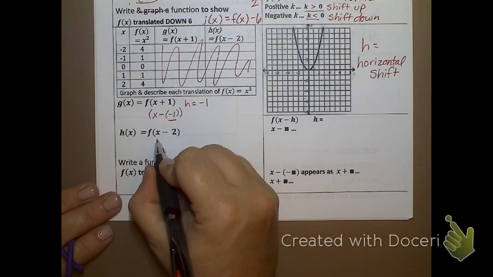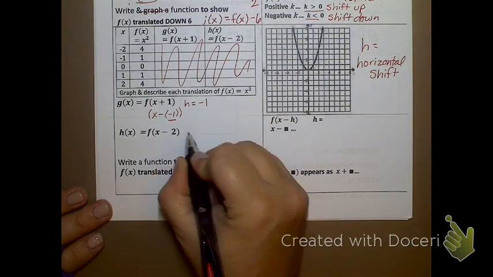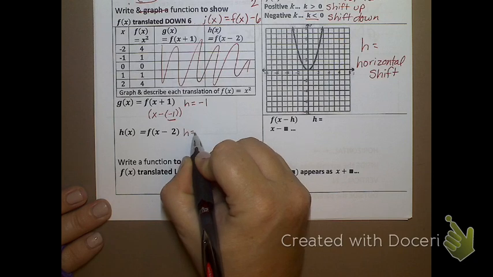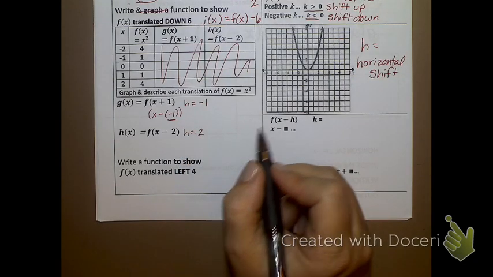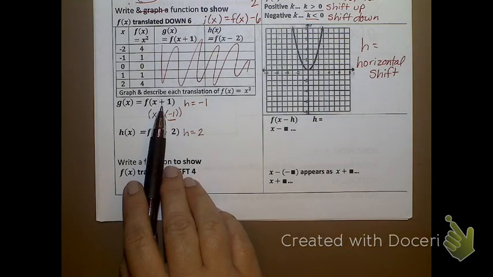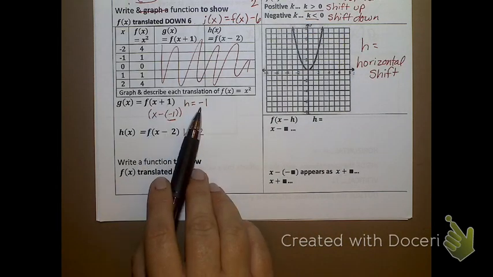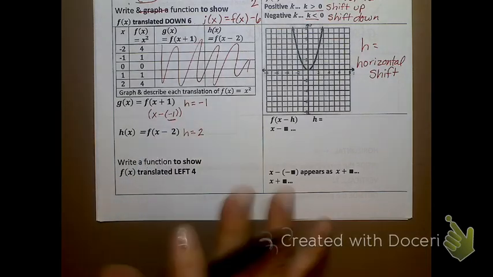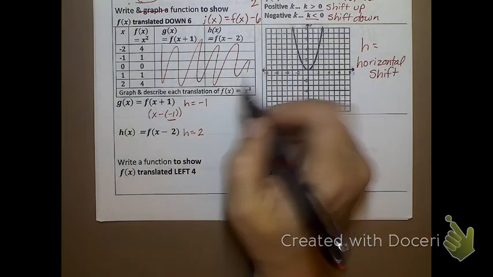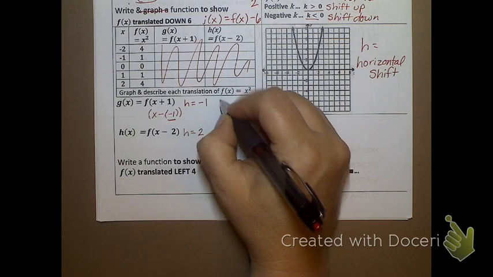What about this one? This one's in that form. What's my h value here? 2. So with h's, they're in those parentheses. We have to actually change the sign when we take it out of the parentheses because of that right there. Okay, kind of funky. Once I identify h, then it's what I think it is.